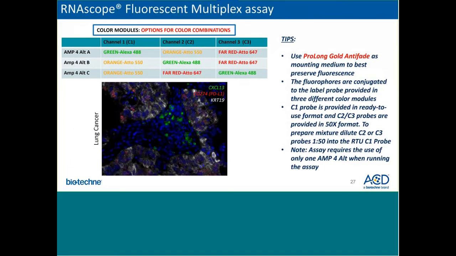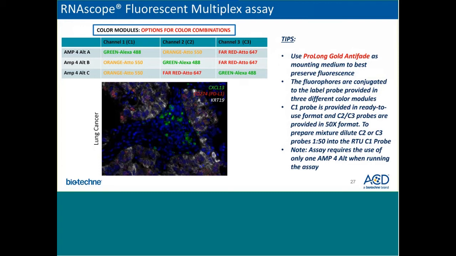Here we have the Fluorescent Multiplex assay. We highly recommend to use ProLong Gold antifade, as we found that this has best worked to preserve the fluorescence of the RNAscope assay. The fluorophores here are conjugated directly to the label probes, which are provided in 3 different color modules seen in the table here.